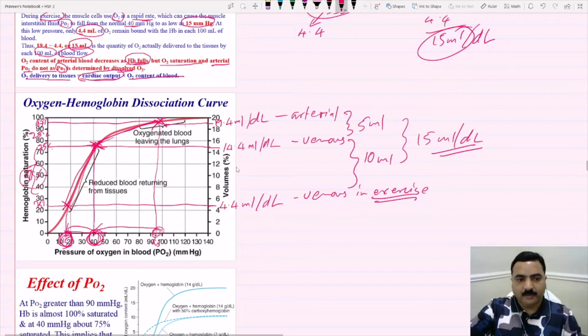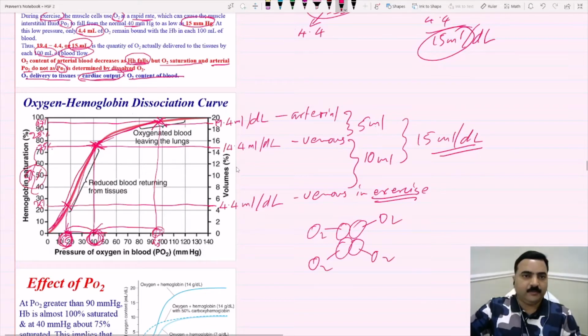But after this 15, again you get a flat portion. Below 15 it's not easy for the hemoglobin to dissociate the oxygen. If you just take hemoglobin as 4 molecules, this is the first oxygen, the second oxygen, third oxygen, and the fourth oxygen. When all four are there, it's difficult to release the first oxygen.